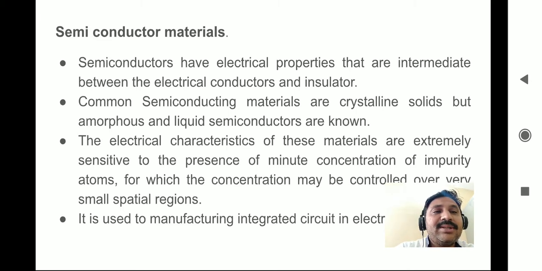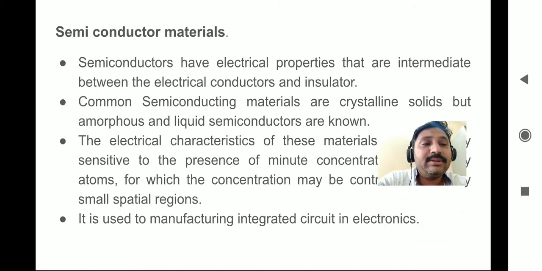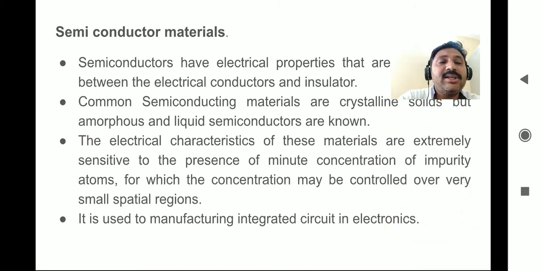Common semiconductor materials are crystalline solids, but amorphous and liquid semiconductors are known. The semiconducting materials are made of crystalline structures. A crystalline structure is an arrangement of atoms in a regular manner, while an amorphous material has an irregular structure where the arrangement of atoms is not perfect. The electrical characteristics of these materials are extremely sensitive to the presence of minute concentrations of impurity atoms.